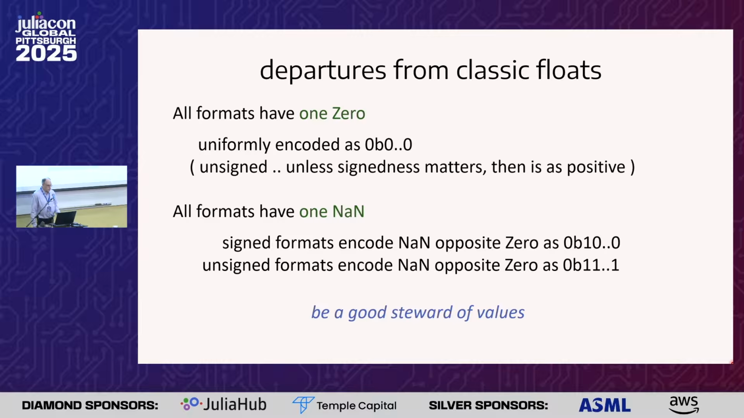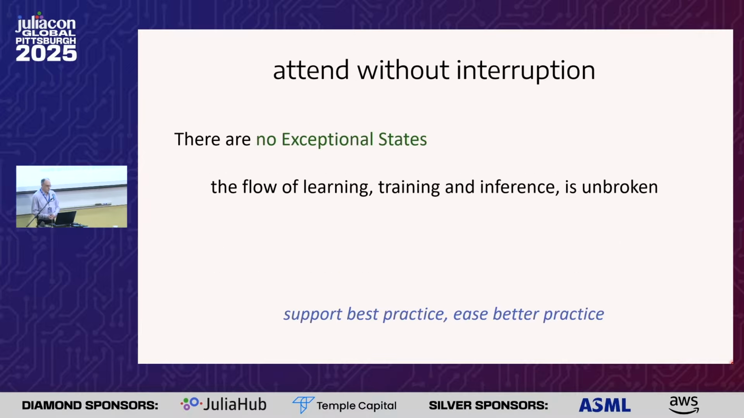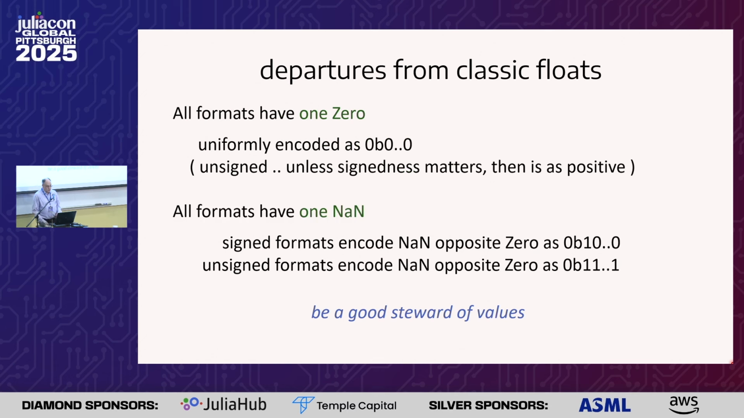All right, so these are not your ordinary familiar floats. There are some major differences. One is we have only one zero. There's no negative zero. And we have only one NaN. There are not many NaNs because, well, part of it's stylistic and part of it is there are just fewer code points to deal with, so one has to be careful about how they're used.